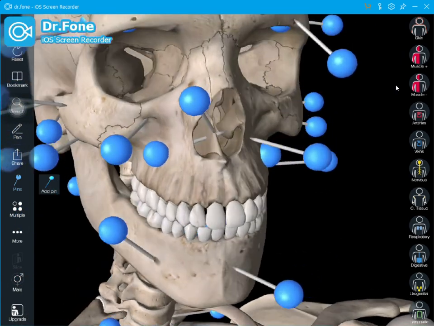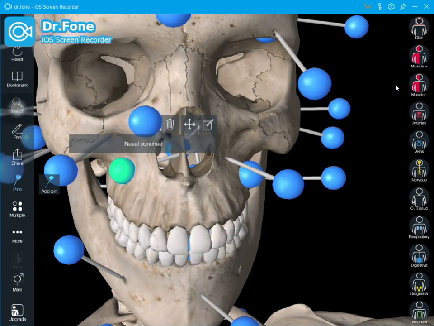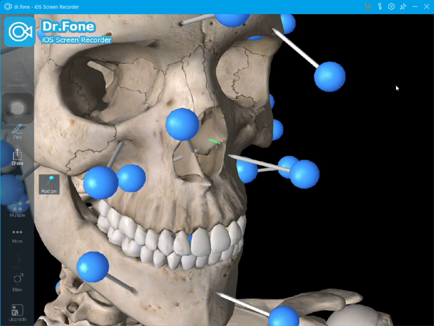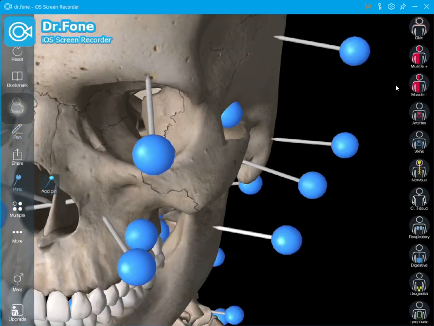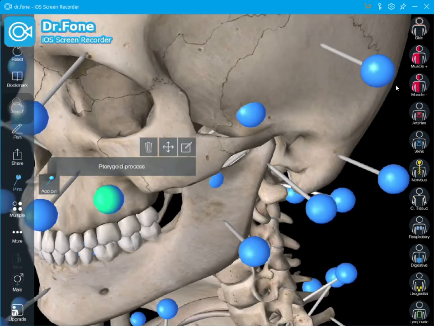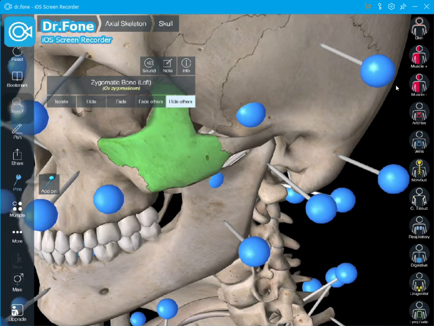Oh yeah, I forgot to say this part right here. That's your nasal concha. It looks kind of like a conch shell right there. Just wanted to point out that small thing. Looks like I missed that. And then, oh my word, it looks like I missed the sphenoid bone.